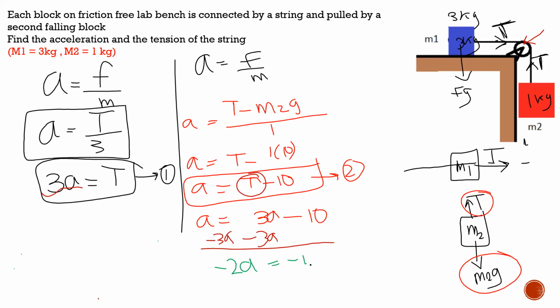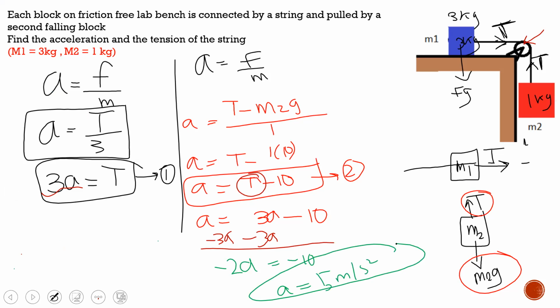2a equals negative 10. So the acceleration here is 5 meters per second squared. I need to find now the tension. Come back here. 3 times 5 is 15, so the tension will be 15 Newton.